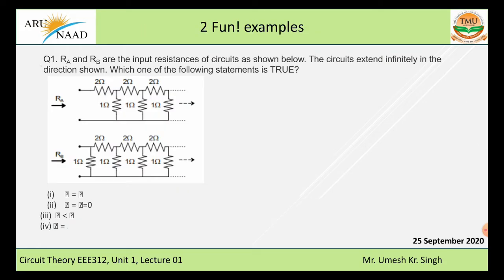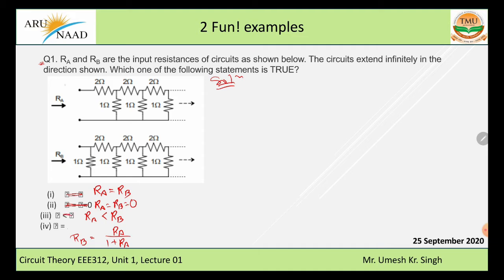Now at last we have two numericals in this lecture, and we will solve them one by one. There is some problem here. The options I am writing again: RA is equal to RB, RA is equal to RB is equal to 0, RA is less than RB, or RB is equal to RA upon 1 plus RA. So I am solving. What is the question? The question is to find the relationship between RA and RB, which option is correct.